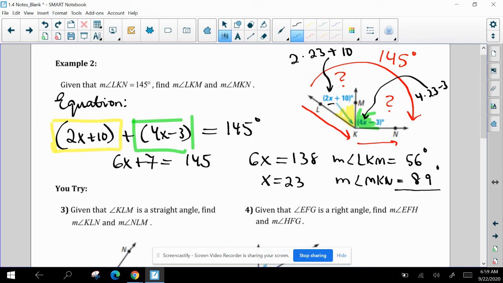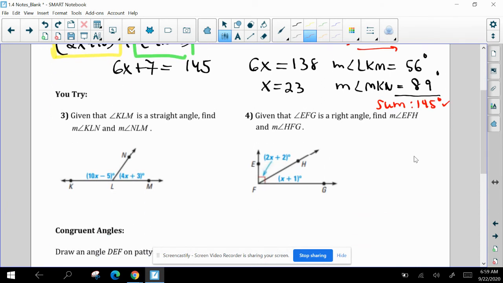So the way that I was checking is I was adding the two numbers together. For some reason, I wasn't thinking it was 145, but I checked with my calculator, it is. Right, so the sum of these two angles for me should be 145. So if I do add 56 and 89, this looks great. So I know that I did everything correctly.